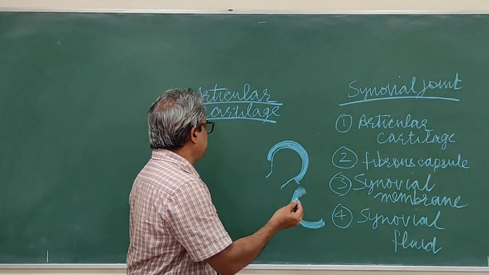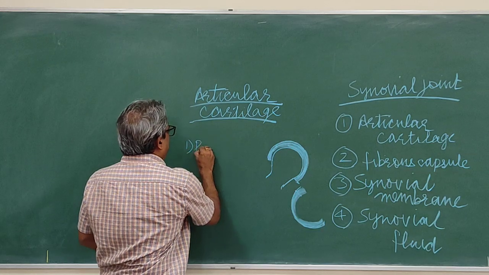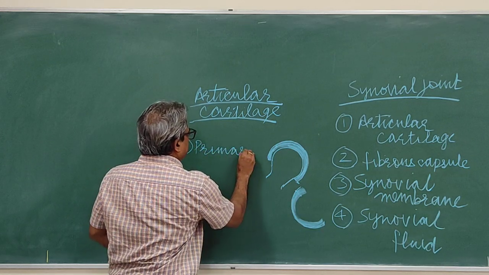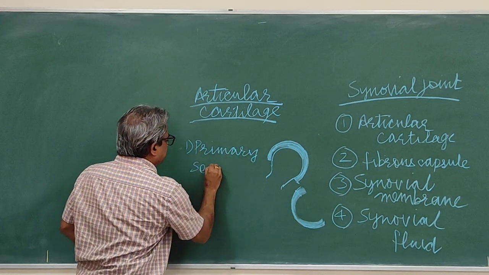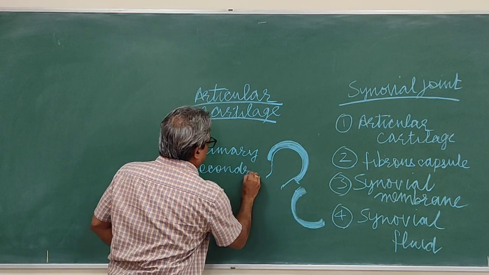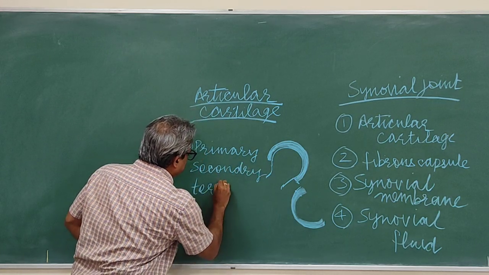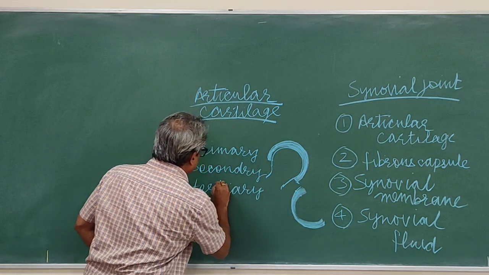Four kinds of curvatures. We call them the primary, secondary, tertiary, and of course quaternary.